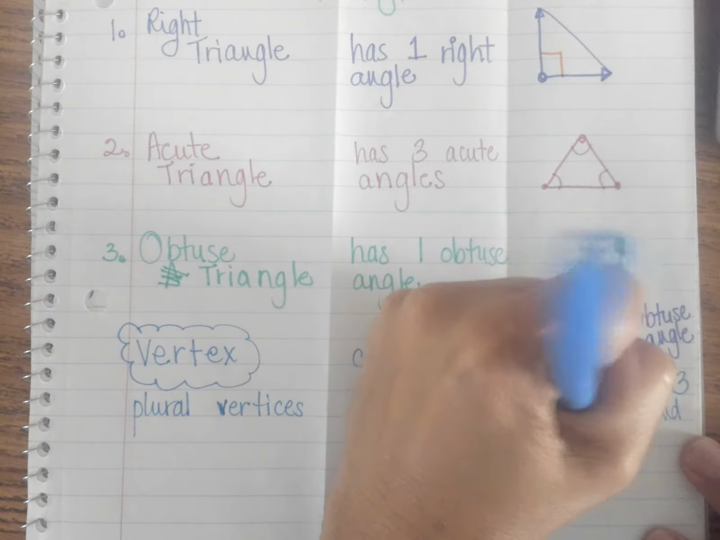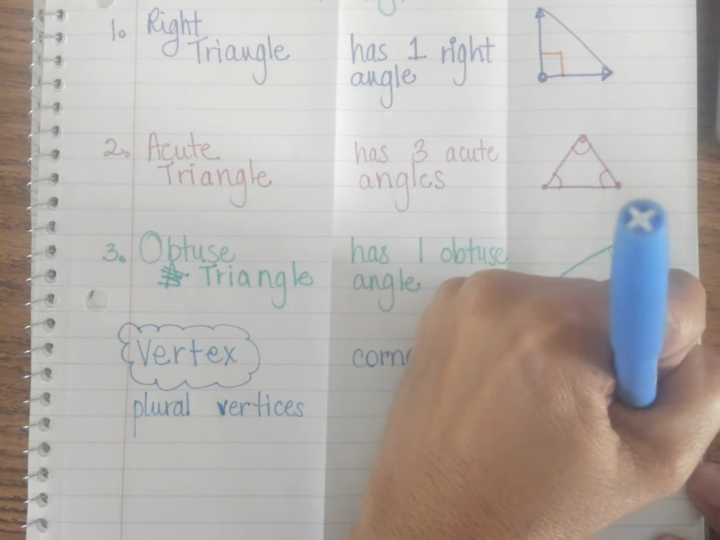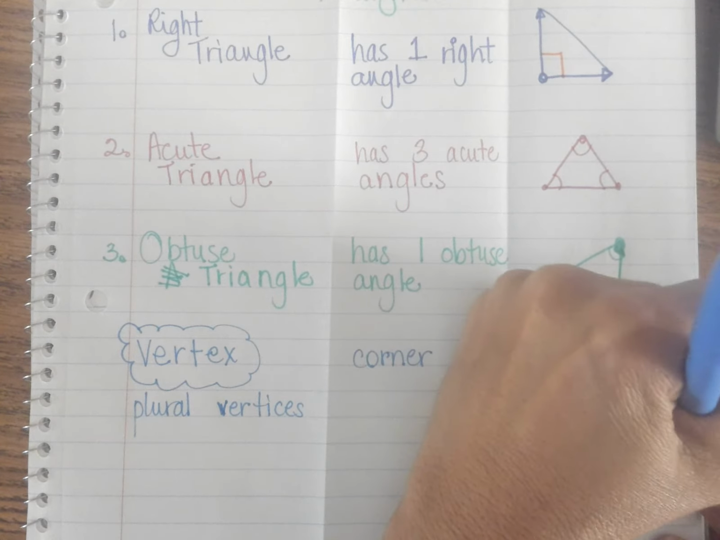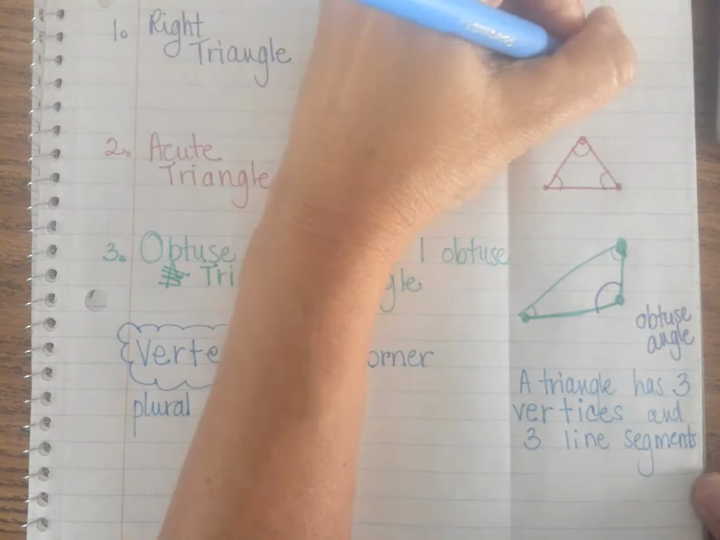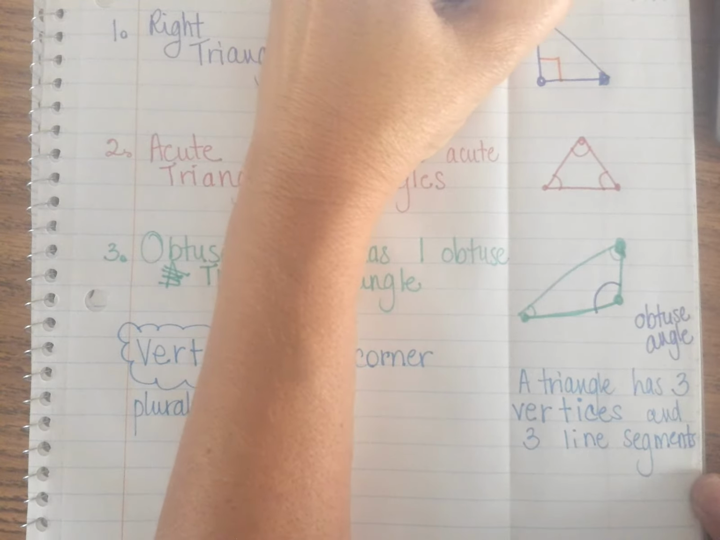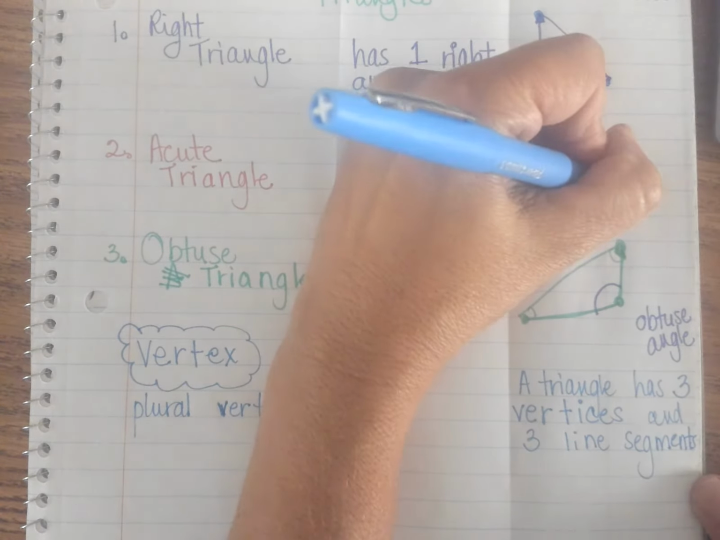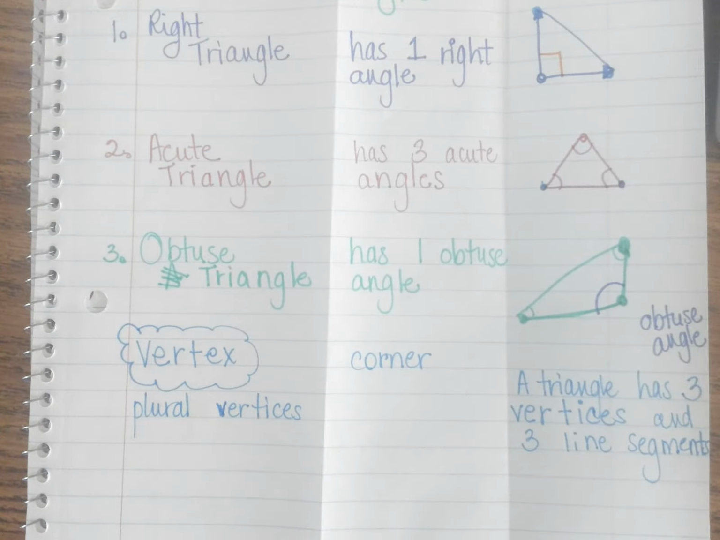3 line segments. Good reminder to Mrs. Laura. Why? Because I keep making arrows here, and these are supposed to be line segments, not lines. It can go on forever.